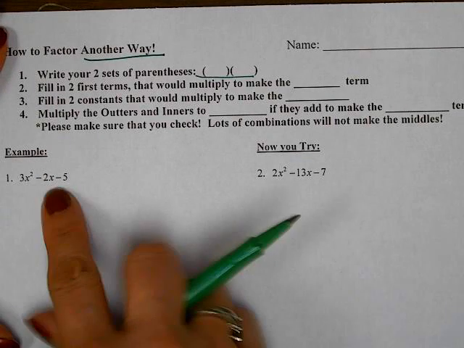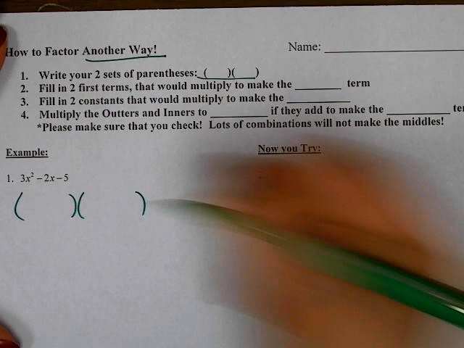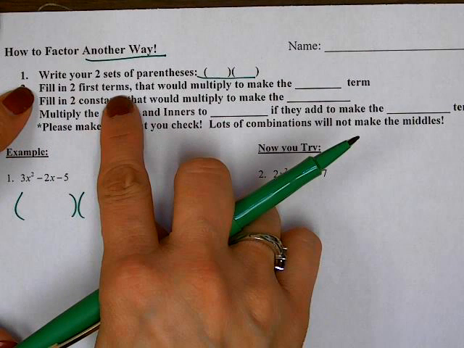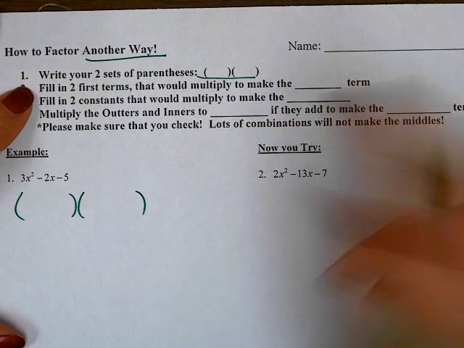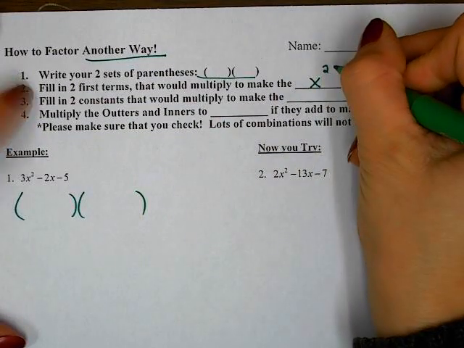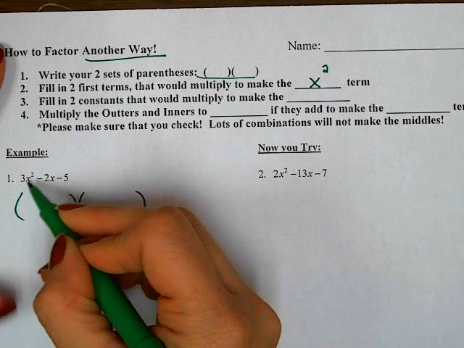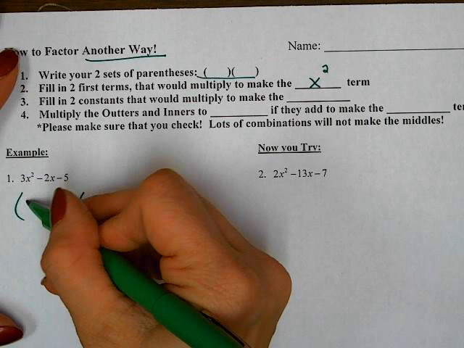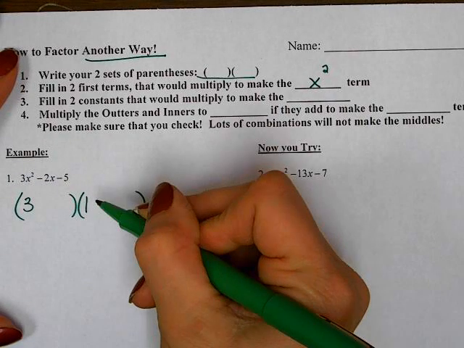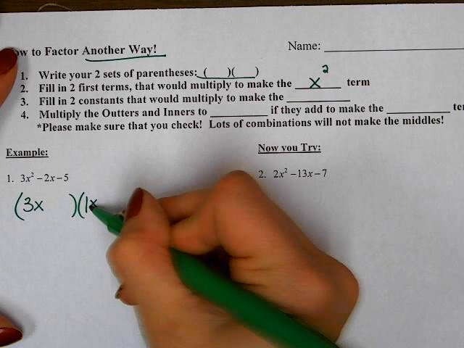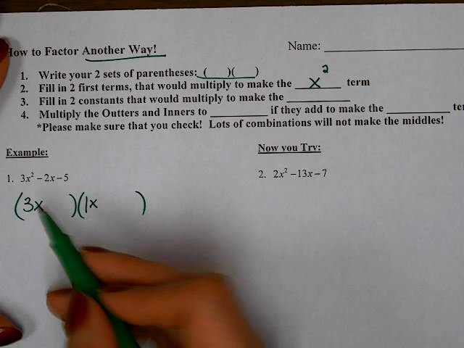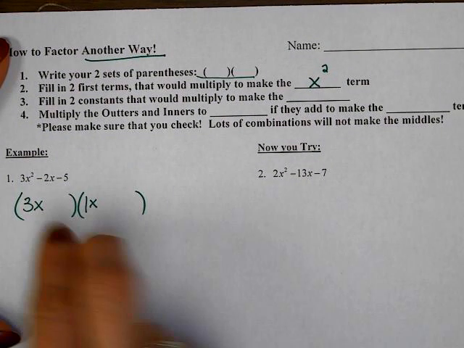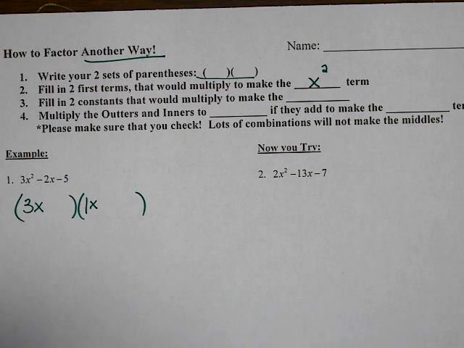I know I have to get it factored, so I know my answer is going to look like this. Fill in the first two terms that would multiply to make the x squared term. If I were to multiply these two, how do you make 3x squared? Well, there's only one way to make a 3: a 3 times a 1. And this has to be x, and this has to be x. Do those multiply to make 3x squared? Yes. So we've already got the first half of the work done.